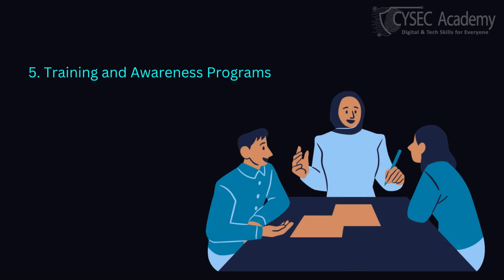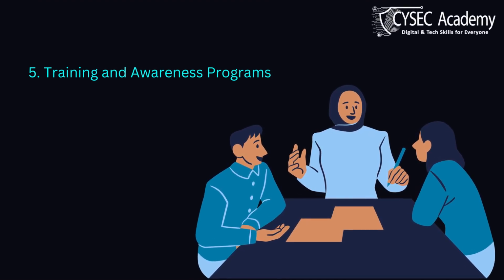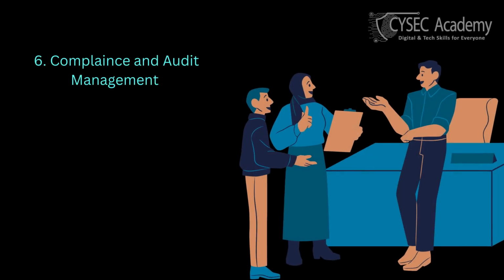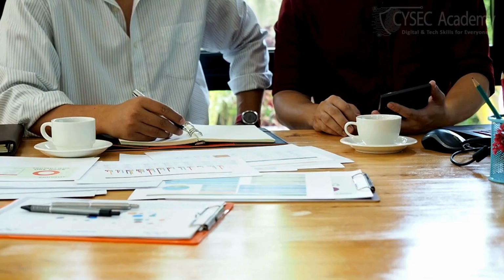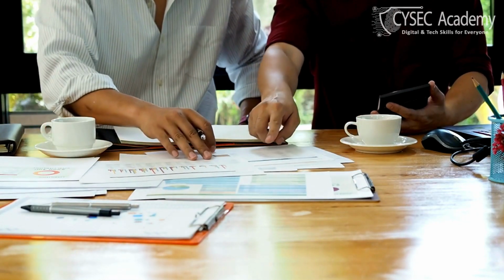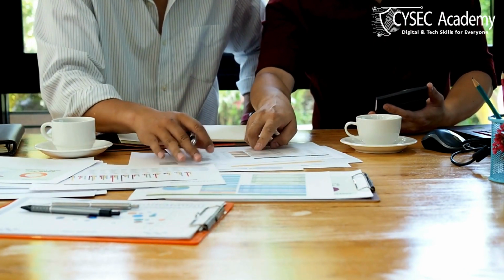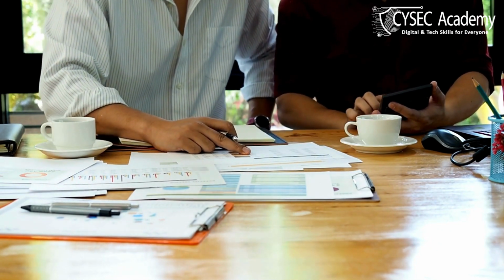As organizations strive to maintain high security standards, they must also ensure compliance with legal and regulatory requirements through regular audits. 6. Compliance and audit management. Compliance is a key aspect of information security management. Organizations must adhere to legal, regulatory, and industry standards to avoid penalties and ensure customer trust. Take, for example, a company operating in the financial sector.